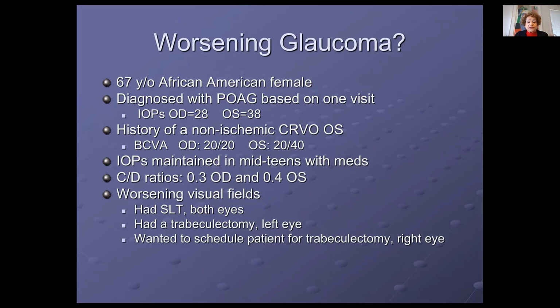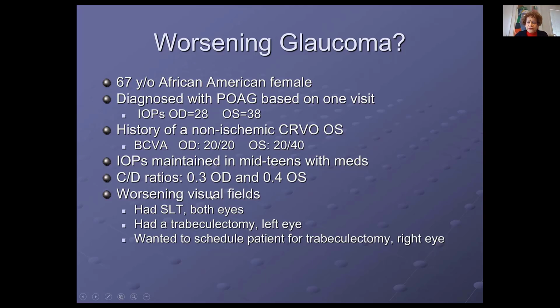Because of those pressures, she had a history likely of a non-ischemic central retinal vein occlusion in that left eye, which left her with a best corrected acuity of 20/20 in the right eye, but only 20/40 in the left eye. So by the time we had followed her, she had already had that resolved non-ischemic central retinal vein occlusion. She was on treatment and her IOPs were always maintained in the mid-teens with meds. Her cupping was 0.3 in the right eye, 0.4 in the left eye. So she had a little worse glaucoma in the left eye.